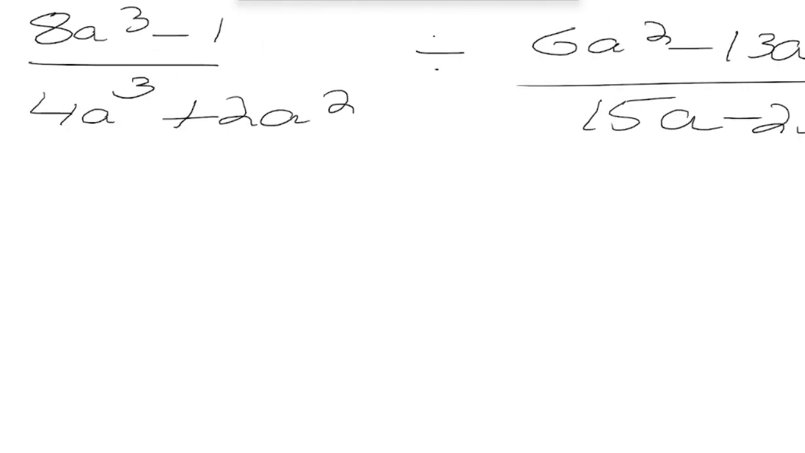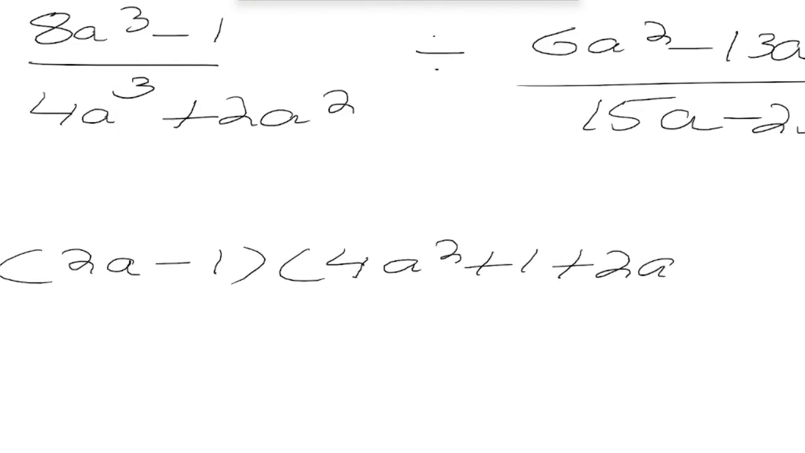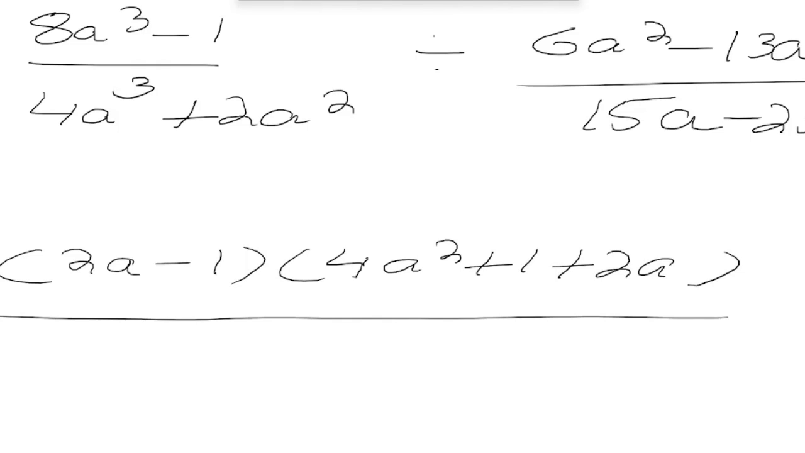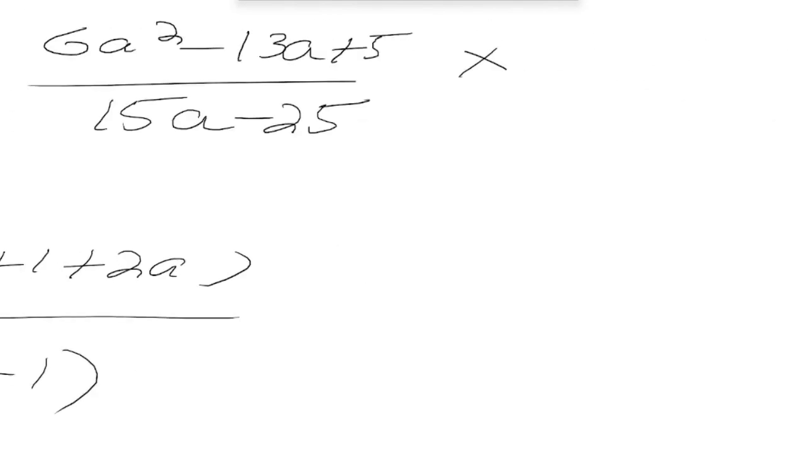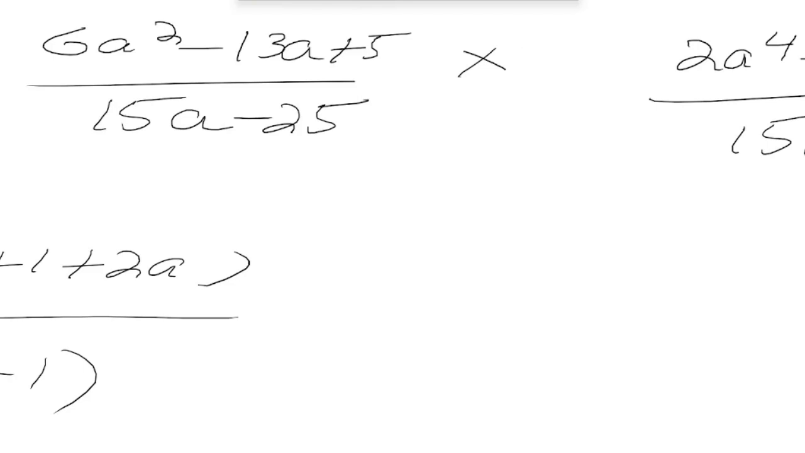Now let's simplify these terms first. 8a cube minus 1 can be written as 2a minus 1 bracket 4a square plus 1 plus 2a. After that, our denominator 4a cube plus 2a square can be written as 2a square bracket 2a plus 1. Then instead of the division sign, we will write multiplication, and after writing multiplication, we will simplify this 6a square minus 13a plus 5.